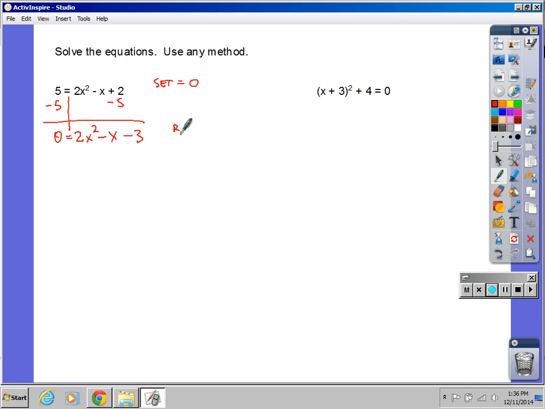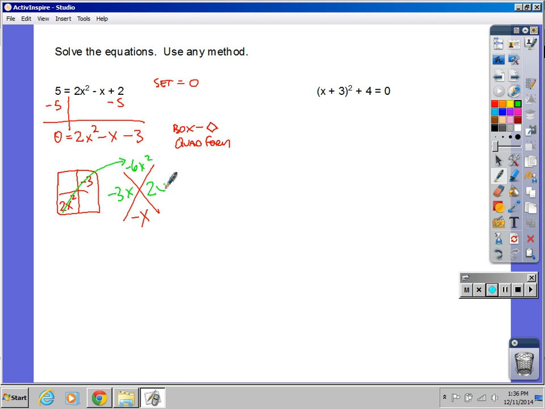And then I can either do box diamond, or I could do quadratic formula to solve it from this point. So I'm going to try the box diamond because I think it's easier as long as it works. And again, my squared term is always down here, my constant term, and then my x term is in the diamond. Okay, I'll multiply these together to get the top of my diamond, which would be negative 6x squared. What do you multiply to get negative 6 and add to get negative 1? That'd be negative 3 and positive 2. And I fill those back into my box.